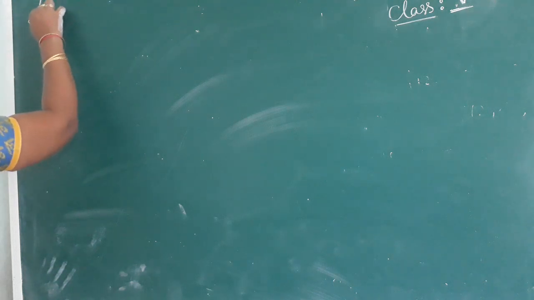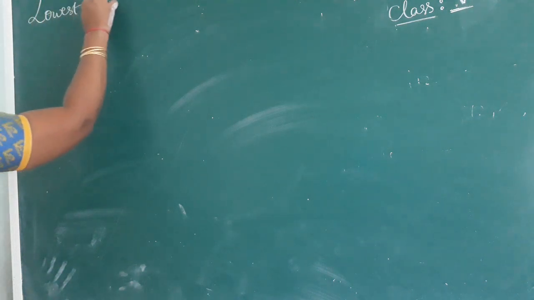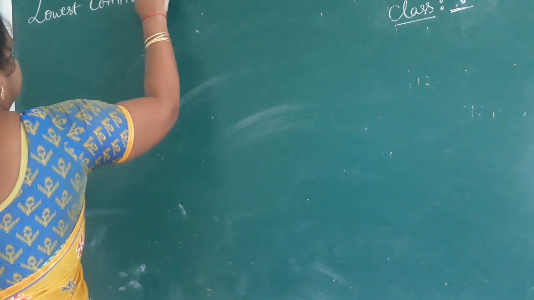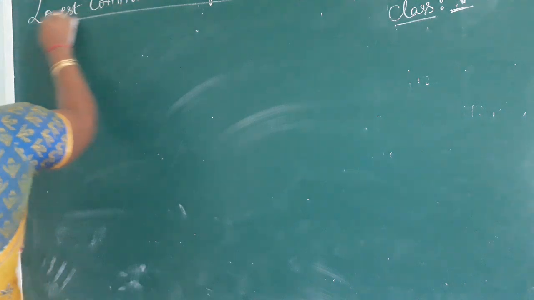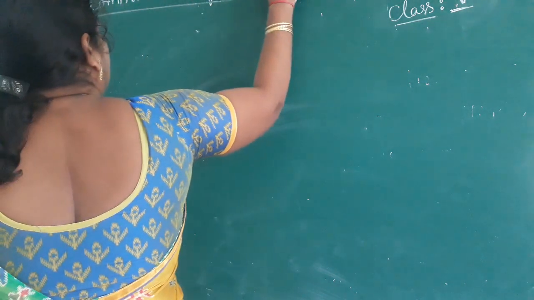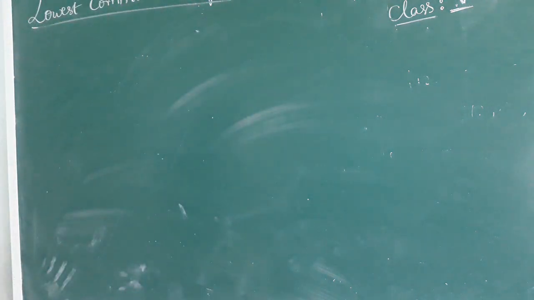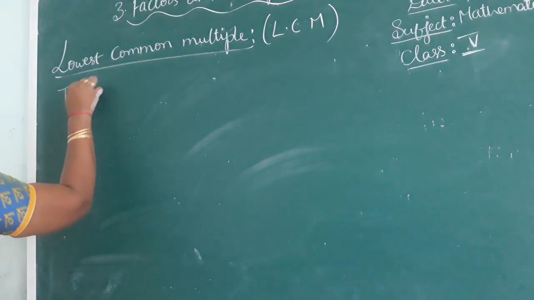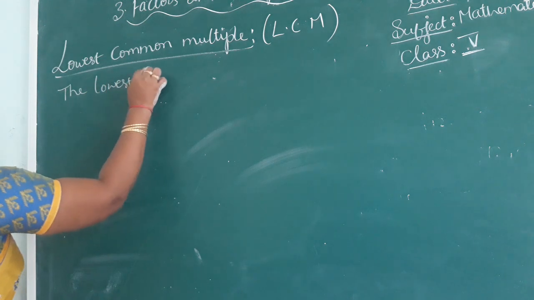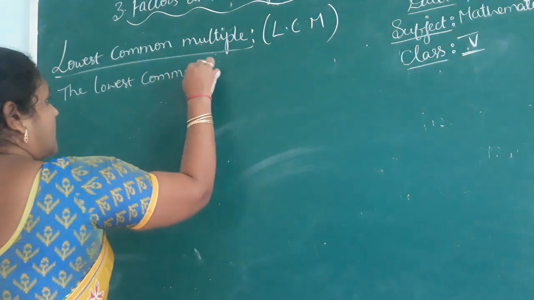What is the lowest common multiple? LCM stands for lowest common multiple. What is meant by lowest common multiple?